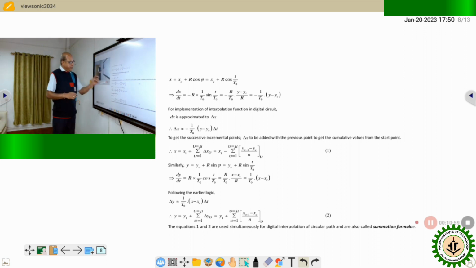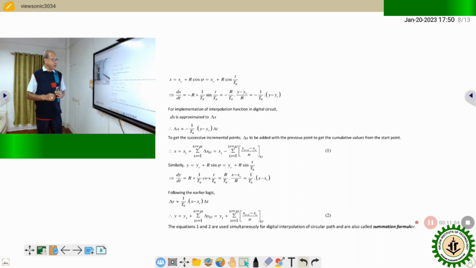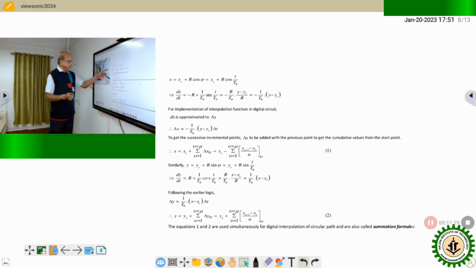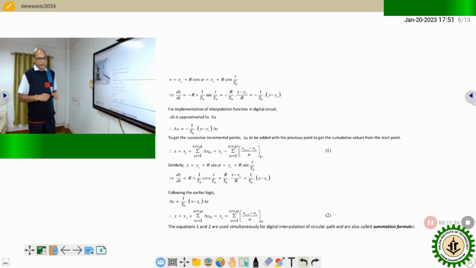Now for implementation of the interpolation function in a digital circuit, this dx is approximated to delta x and dt is approximated to delta t. Once again I am reiterating, similar to the previous one, that we do not have any interest in this dx dt derivative. We have to focus our attention on how this concept will be implemented in a digital electronic circuit. That is most important. That is why this dx dt is approximated as delta x and delta t respectively.